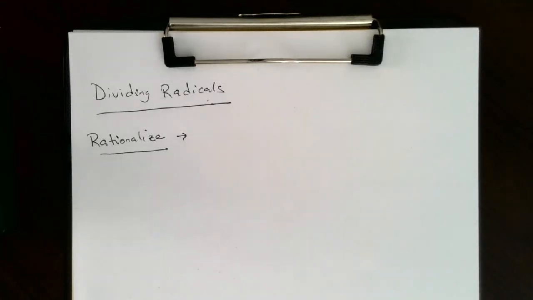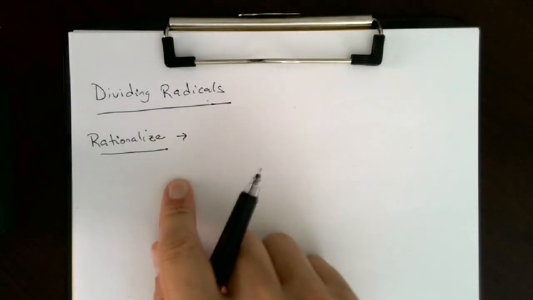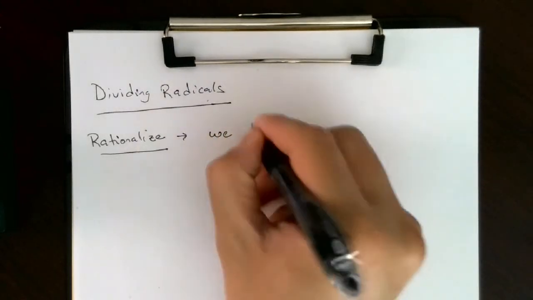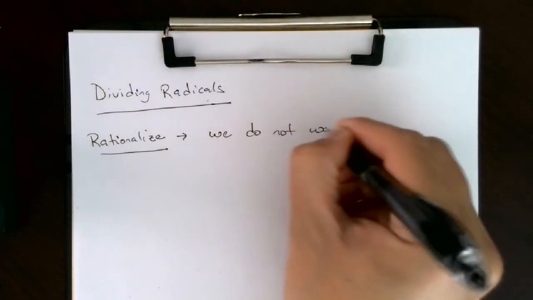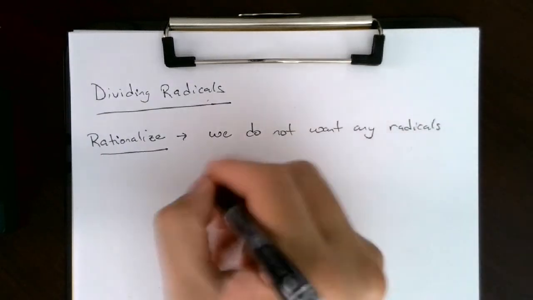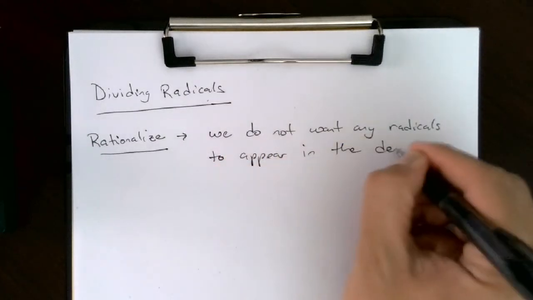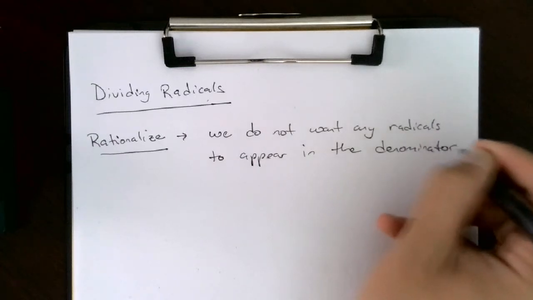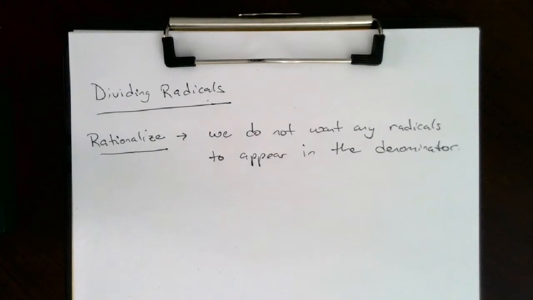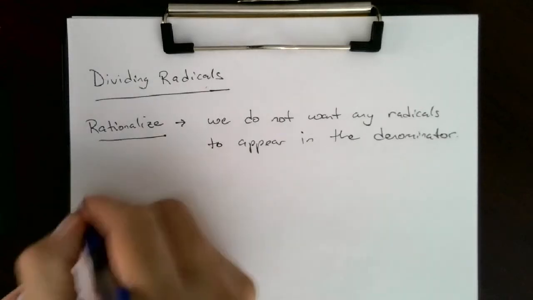Hi everyone, this video is on dividing radicals. And typically when we divide radicals, what we really want to talk about is rationalizing the denominator. Or if you hear, rationalize the expression. What that really means is that we do not want any radicals to appear in the denominator. Alright, so at the end of our problem, if we have to simplify to get rid of radicals in our denominator, here we're going to learn how to do that. And we'll do it through some examples.